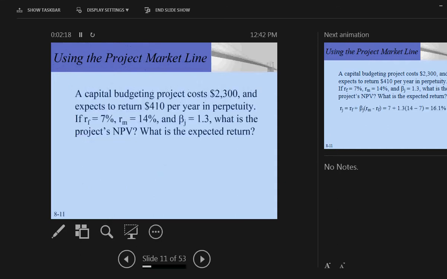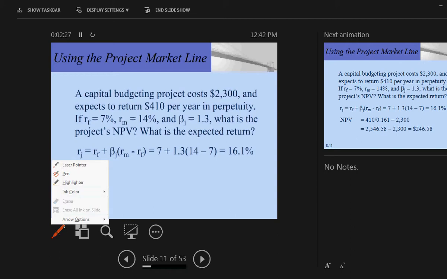So let's see an example. A capital budgeting project costs $2,300, and the expected return is $410 per year. Okay. And it's going to take the form of a perpetuity. All right, so basically it means that once you invest in this project, you're going to get $410 forever, every year.